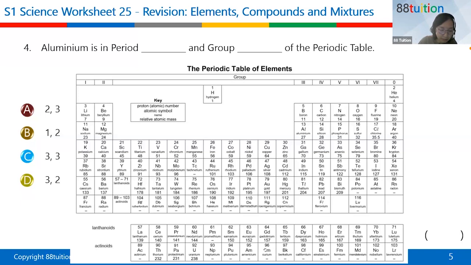All right, let's go to aluminium. Aluminium is capital A, small letter l, over here. First of all, you must know this is group. Group is vertical. Maybe I'll write it on top. So this is group. Then period is across.